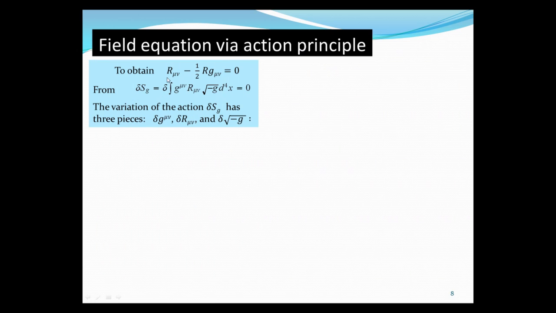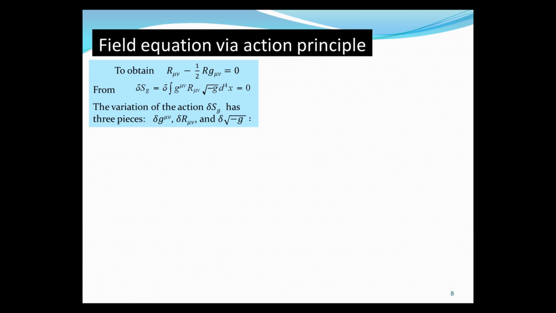So now we're going to derive the field equation by requiring that the variation of this action is 0. So the variation equals 0. Now, the variation of this gravitational action has 3 pieces. It can depend on the variation of the metric, the variation of the Ricci scalar or Ricci tensor, and the variation of the square root of the determinant of the metric.